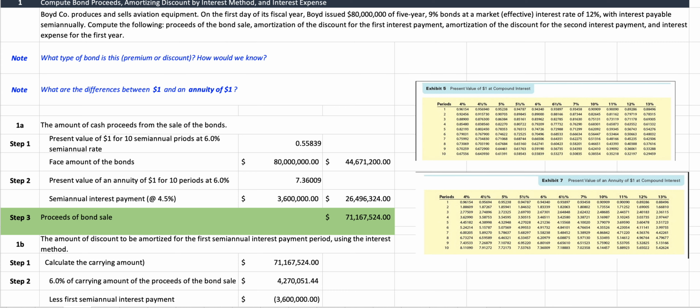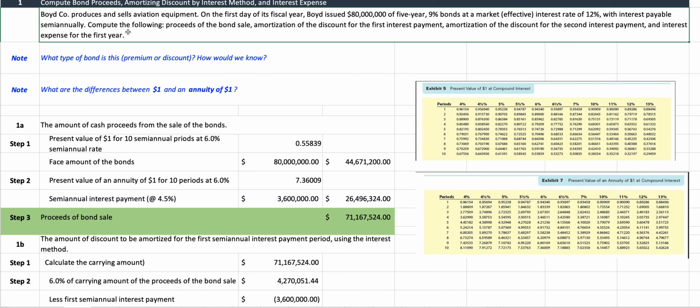Today we are going to calculate the proceeds of a bond sale, amortization of the first and second interest payments, interest expense for the first year, and we're also going to journalize all of these calculations. So let's go ahead and start with what the question is.